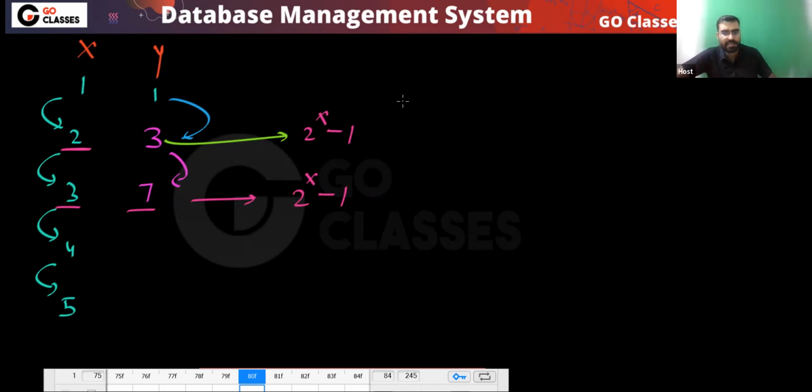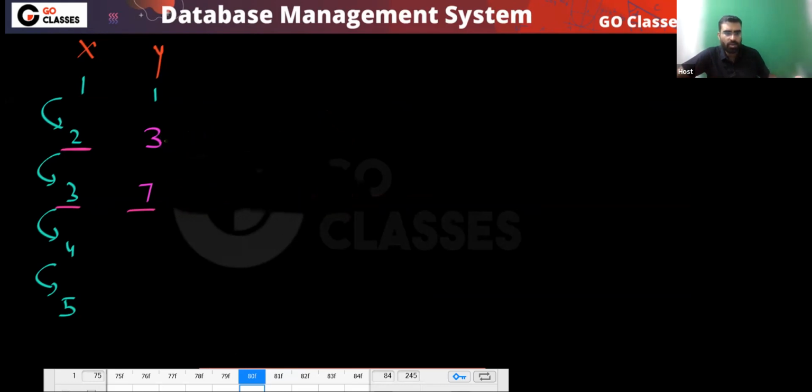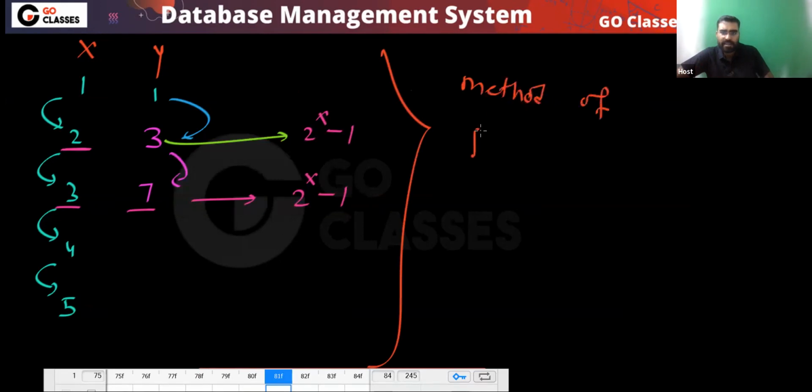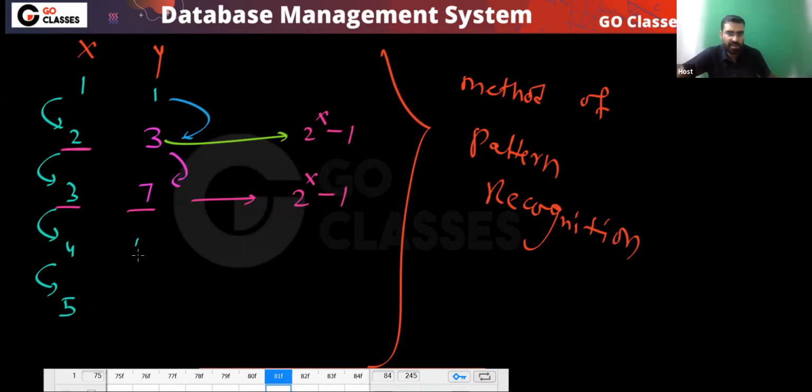The reason why, see, this is the pattern, because here you are looking at the pattern. If you don't look at the pattern, then what is happening? This is the method of pattern recognition, that you are recognizing the pattern, that this is 2, this is 3, this is 3, this is 7, this is 4, this is 15. So you are recognizing the pattern.